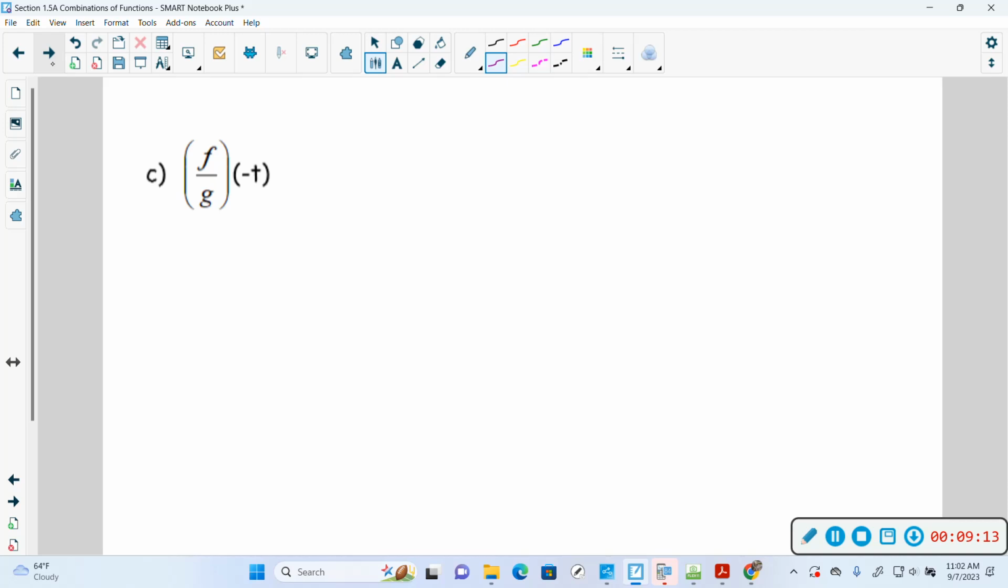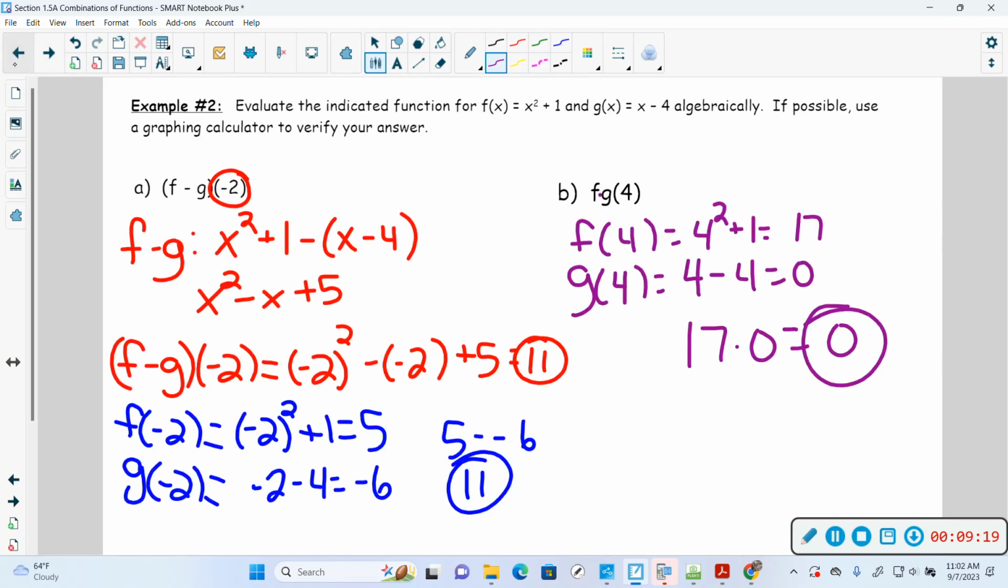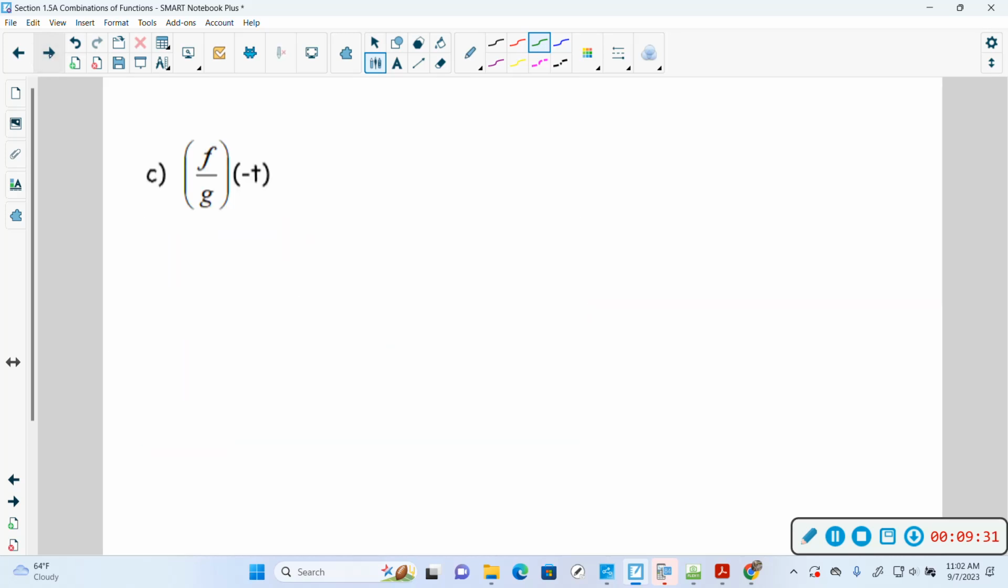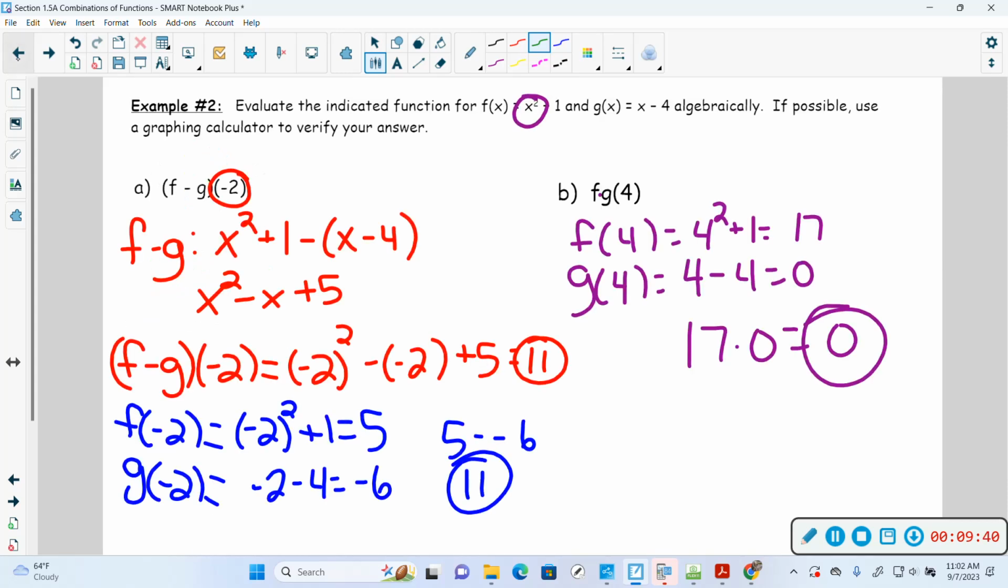Okay, last one of these. So this time we will not get a nice number answer out because you're putting in the function negative t. Seems weird, but it's the same thing. So first on F, I'm going to put negative t in for X. So I'm going to have negative t squared plus 1. It's going to look kind of weird, but we can do it. Negative t squared plus 1. That's a negative there running into my t. Okay, G function. I'm going to replace the X with a negative t. So all I really got is negative t minus 4.